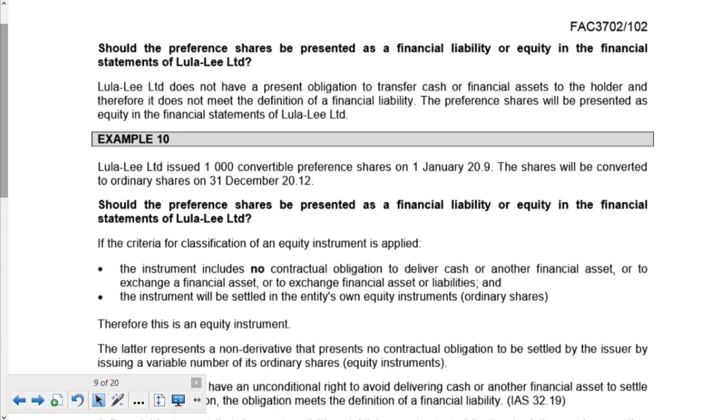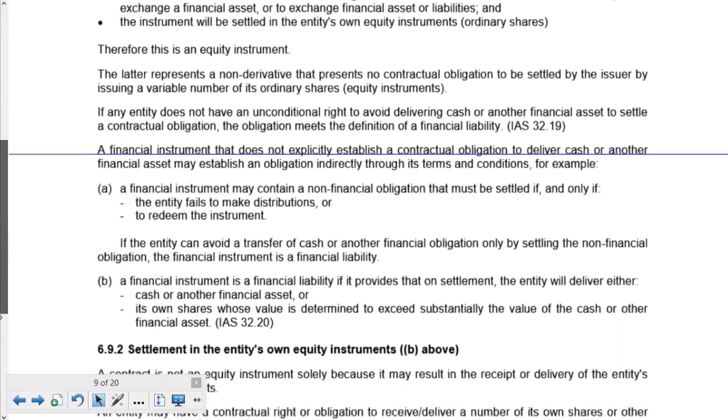Example 10 is convertible preference shares. Convertible preference shares will be converted to shares. Again, can the company avoid paying cash? In fact, there's nothing here that says the company has to pay any cash. Do you agree? So yeah, there's no cash whatsoever. They're going to convert. And so these ones are also equity instruments. So you could get a little small question about that.